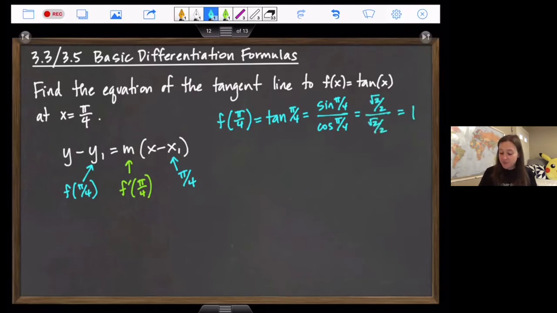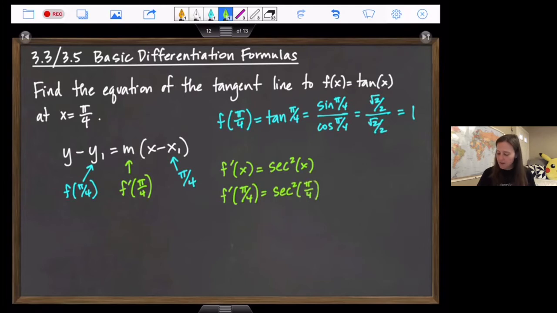And then we need to find f prime of pi over 4. So f prime of x is going to be the derivative of tangent. The last slide we just derived that was equal to secant squared, so we don't want to rework that. So we need to find f prime of pi over 4. So this is secant squared pi over 4. All right, so remember that that notation, secant squared of pi over 4, actually means to find the secant of pi over 4 and then square it.